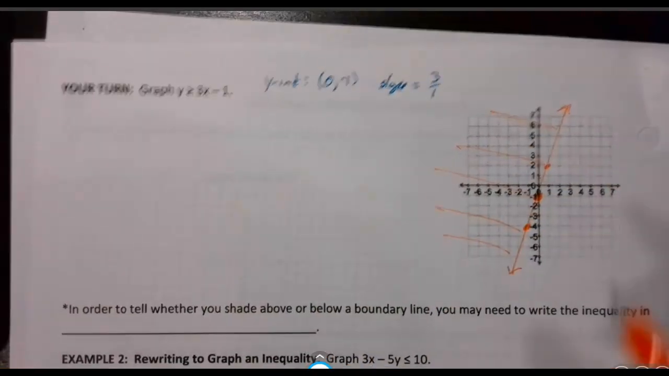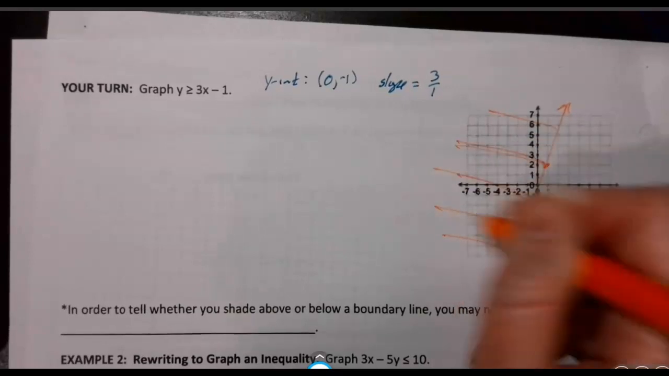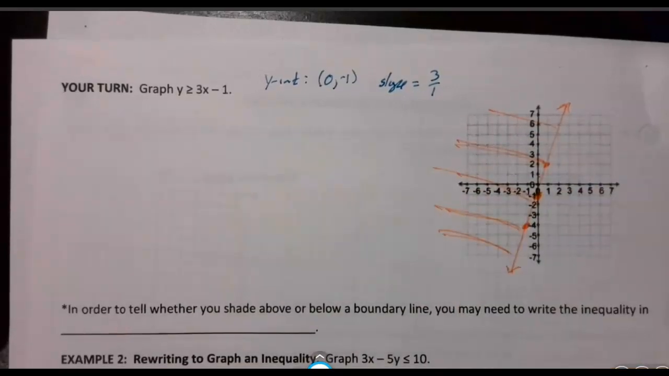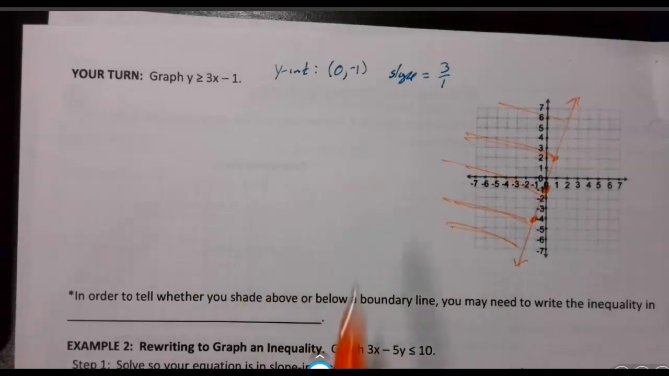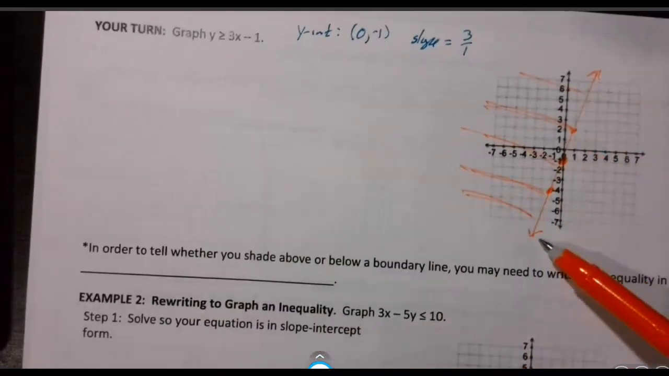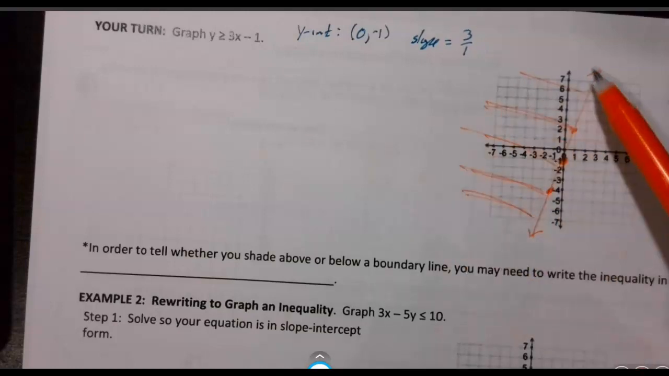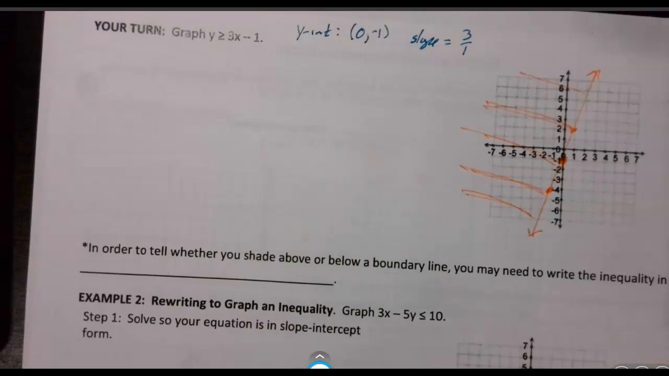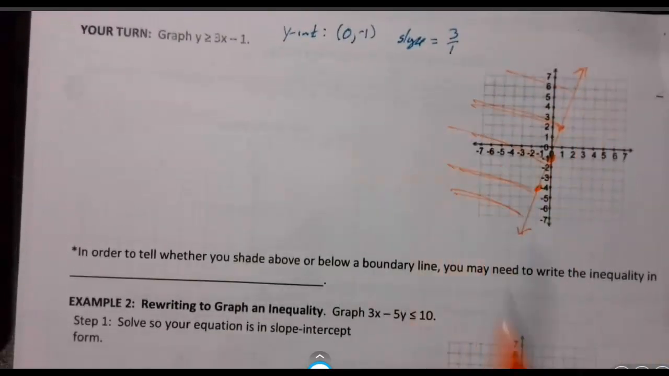And that pen's dying too. But I'm going to shade up. Okay? Good. And that's all you do. There's not a lot of work to show on it, but look at all the work you've shown me. You've told me it's a solid line, so it's part of the solution. You've told me where you shade. You've graphed the line. There's a lot of work there, so it's really important you do it well.